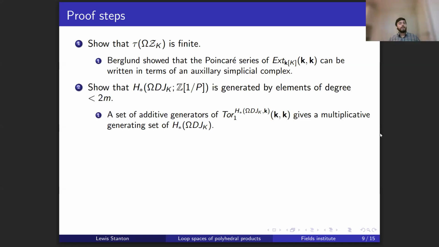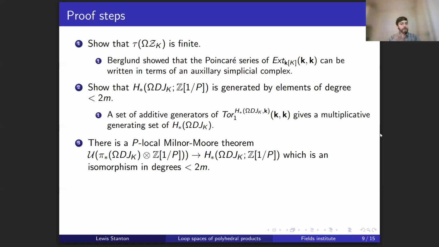So the second thing is to show that with 1 over p local coefficients, the homology of the loop space of the DJ space is generated by elements of degree strictly less than 2m. And I'm not going to go too much into this, but you can show that if you study this Tor algebra, then the set of additive generators of this will give a multiplicative generating set of this 1 over p local loop homology. And you can show that, of course, they would be generated by elements of degree strictly less than 2m in this case.